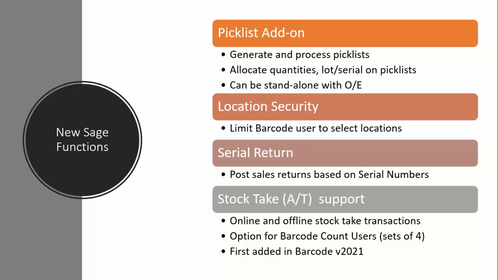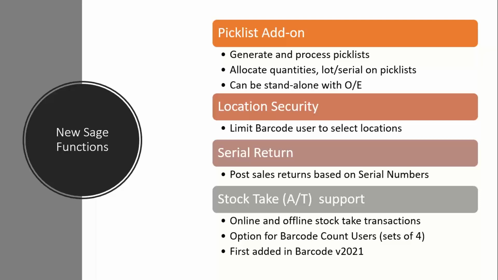And then the last feature there is doctor support. So this was actually added back in 6.8, but I just wanted to quickly highlight it, that this feature allows us to extend or improve upon the physical inventory functionality of barcode. And with barcode 2022, we can do online and offline stock transactions, as well as actually extend the number of users by virtue of the limited barcode count users. So those are purchased as sets of four. So that's basically the enhancements that we have done to barcode.